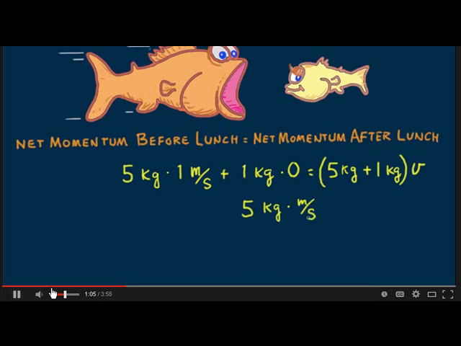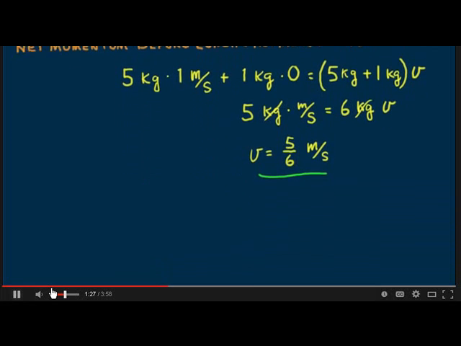Continuing, and canceling kilograms, we see that the velocity after lunch is 5/6 meters per second. This velocity is in the same direction as the initial velocity of the large fish. We employ the conservation of momentum and come to a solution. Yum!